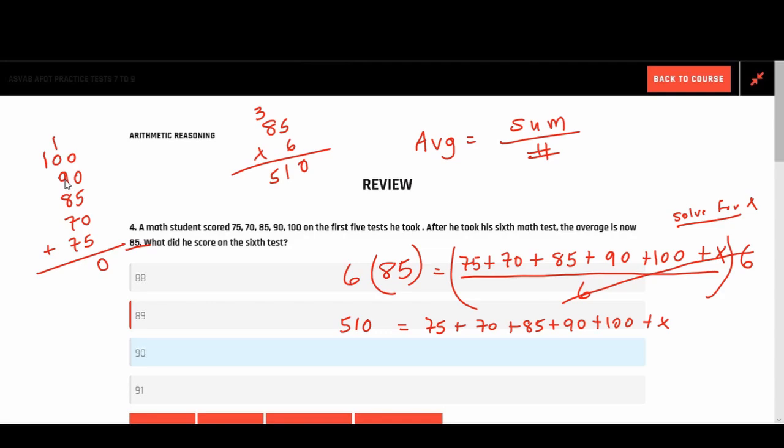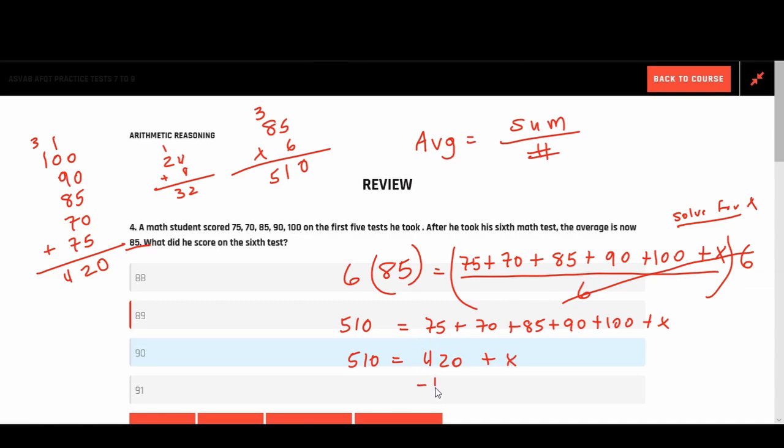9 plus 1 is 10. 10 plus 14 is 24. So this gives us 24 plus 8, which is 8, 9, 10, 11, 12. I'll carry the 1, 32. Drop down the 2, carry the 3. 3 plus 1 is 4. So we can see that 510 equals 420 plus x.